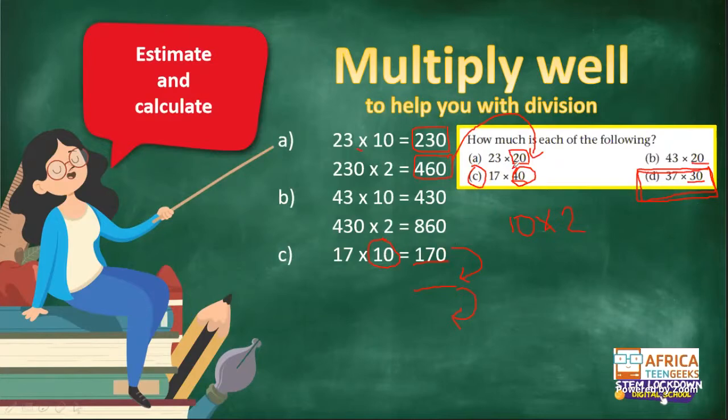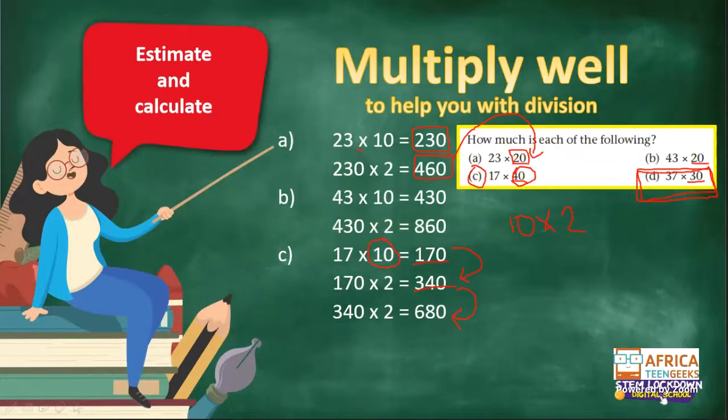But I need 17 times 40 if you look at this one. So this is not my answer. I need to double it again. When I double it, then I've worked out 17 times 20. And when I double it again, I've worked out 17 times 40.